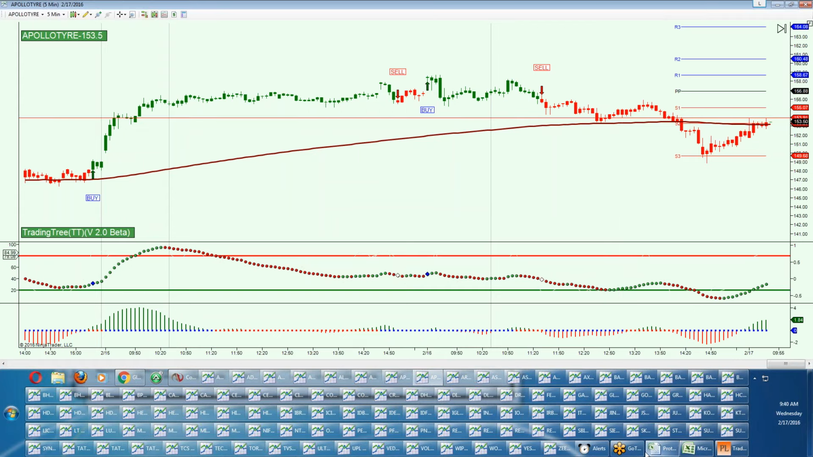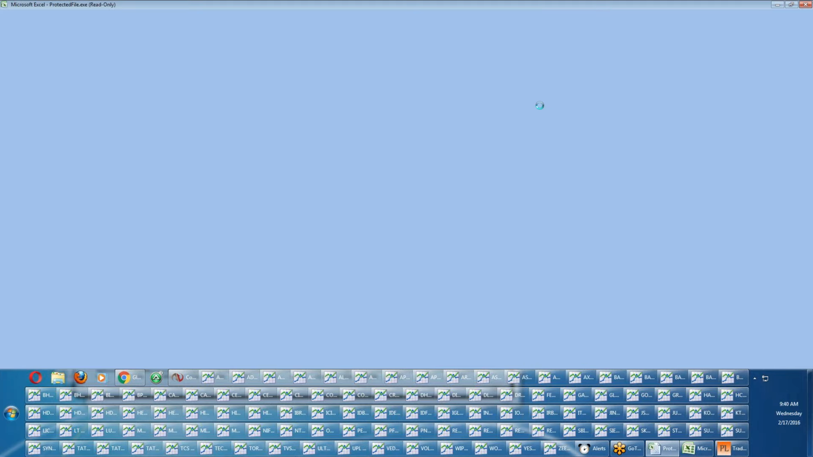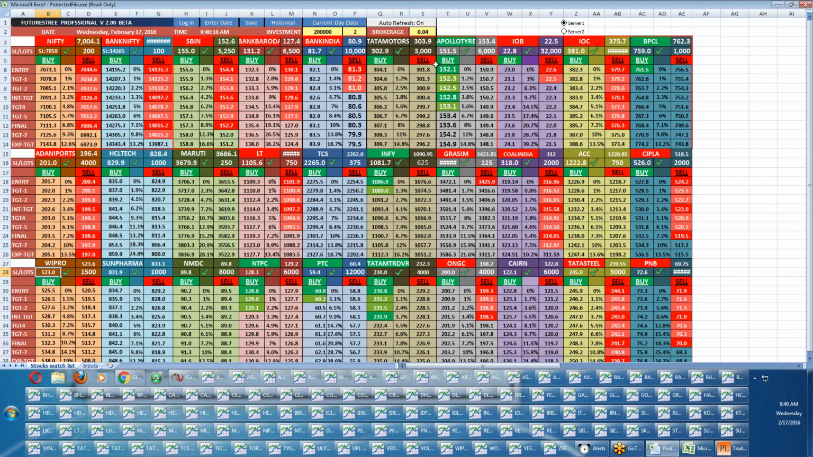So we were expecting that sell in Wipro. And in case you noted, Apollo Tire did make its final target. IOC sell 379. It's now at 376. This started right from the beginning.